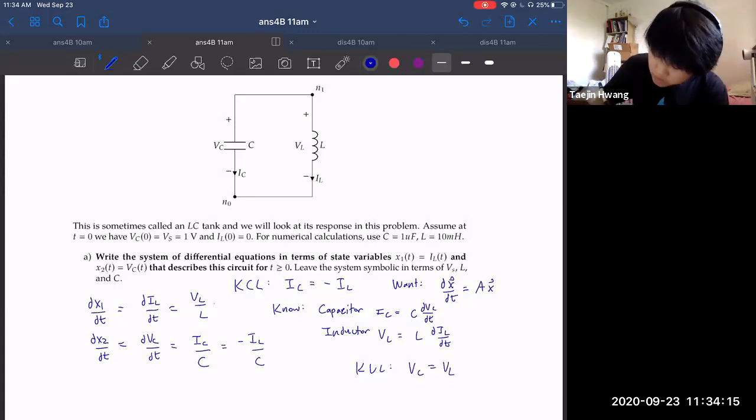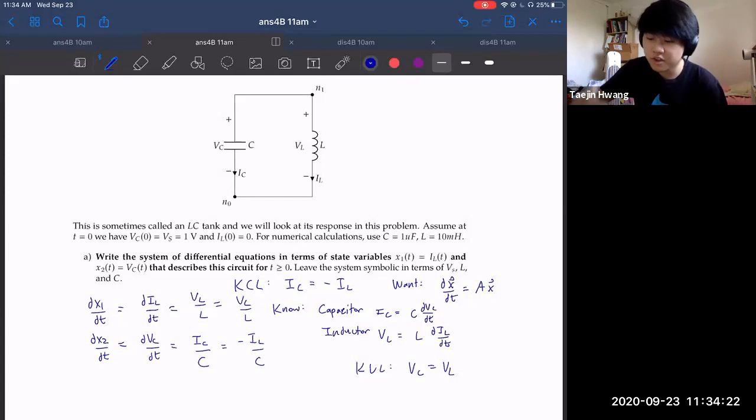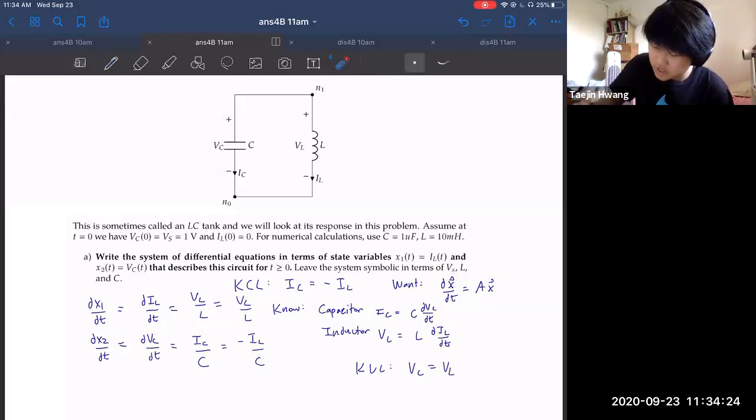So we can write VL over L as VC over L. And the reason I'm doing this is so that we can write everything in terms of our states, VC and IL, since right now we had VL and IC, which aren't actually the states.